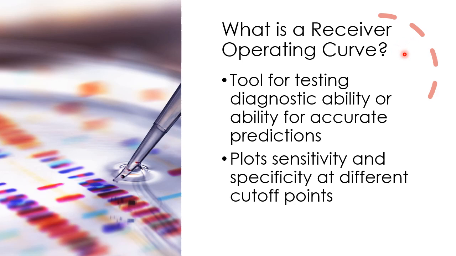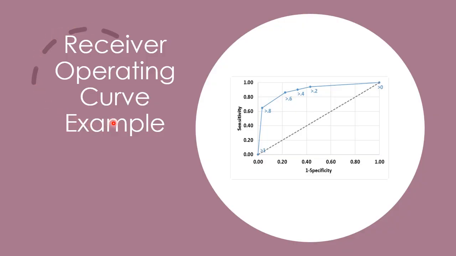The receiver operator curve plots the sensitivity and the specificity at different cutoff points in order to predict the ability for an accurate prediction. So this graph right here shows the receiver operating curve, and you can see the different cutoff values. On the x-axis, it has 1 minus specificity. On the y-axis, it has sensitivity.